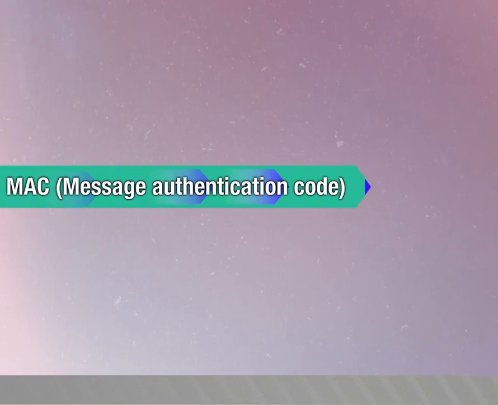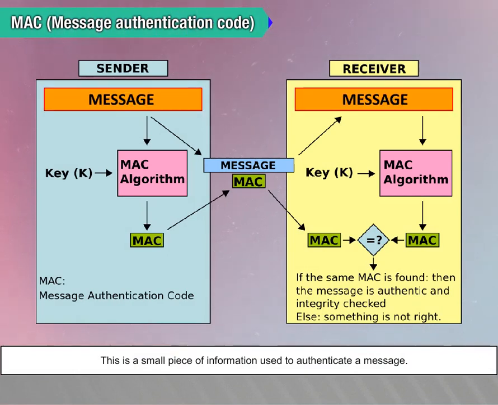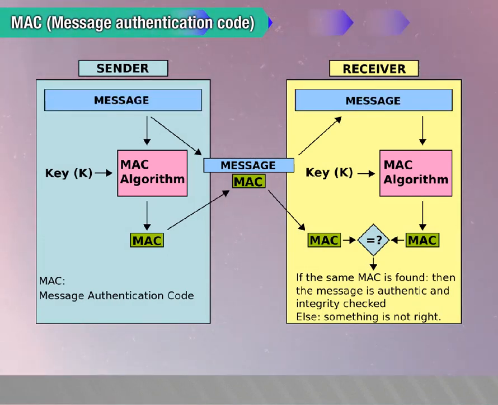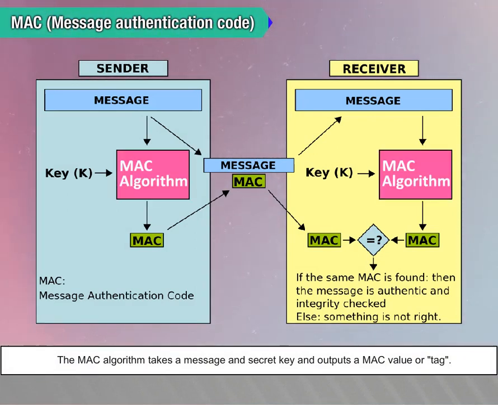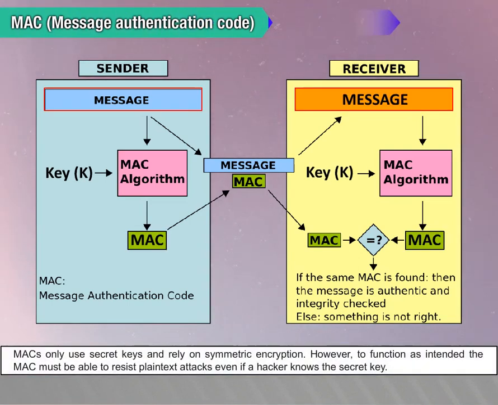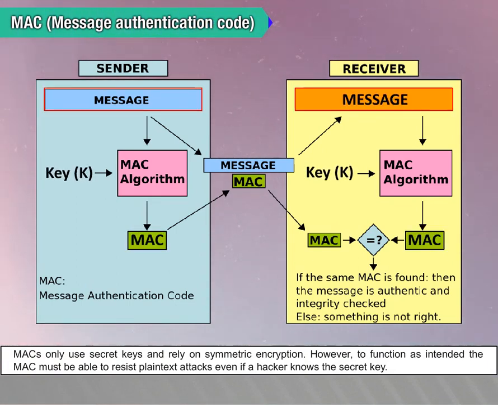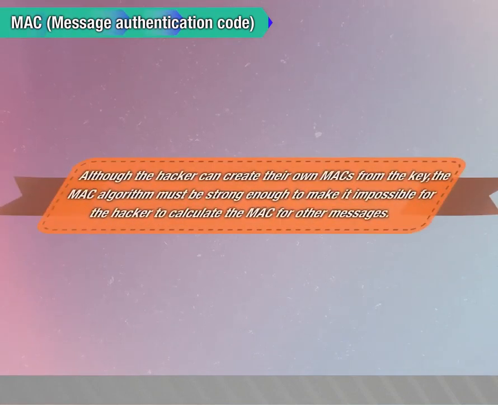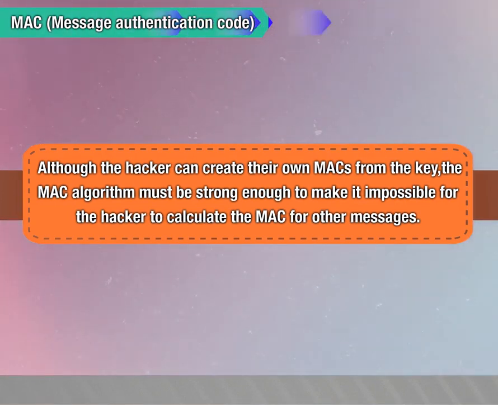MAC, Message Authentication Code. This is a small piece of information used to authenticate a message. The MAC algorithm takes a message and secret key and outputs a MAC value or tag. MACs only use secret keys and rely on symmetric encryption. However, to function as intended, the MAC must be able to resist plaintext attacks even if a hacker knows the secret key. Although the hacker can create their own MACs from the key, the MAC algorithm must be strong enough to make it impossible for the hacker to calculate the MAC for other messages.